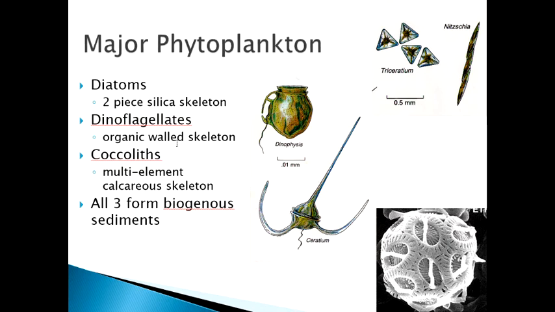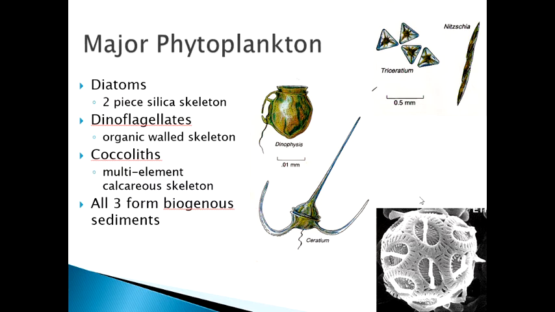The second group are the dinoflagellates. They're the ones shown in the middle here, and they are also single-celled algal creatures, but they grow a skeleton, the sort of thing that encompasses their body, made of this organic walled material. And then finally, in the lower right, we have the coccoliths, and these have a skeleton made of calcium carbonate.